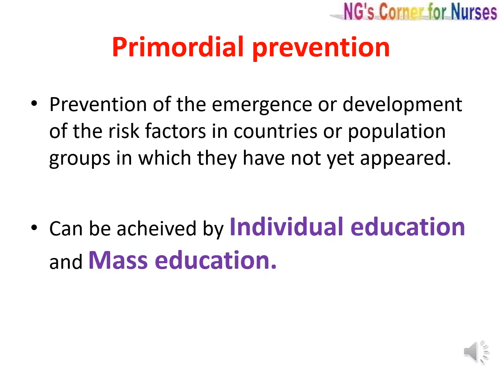Primordial prevention is a prevention of the emergence or development of the risk factors in countries or population groups in which they have not yet appeared. That means here action is taken prior to the risk factor arising. So the risk factor has not emerged yet, but we are discouraging or preventing the risk factor before that. As an example, we can say a father telling his 10 years old child that smoking is injurious to health.